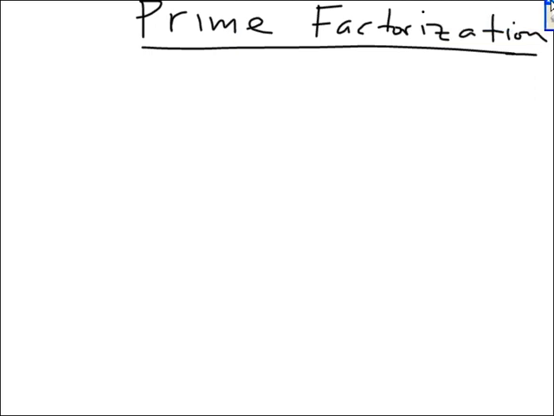Prime factorization. How do you write a number, say 36, as the product of numbers? It might be one number, two numbers, three numbers, or 33 numbers, but they should all be prime numbers. The easiest way to do this is a factor tree.